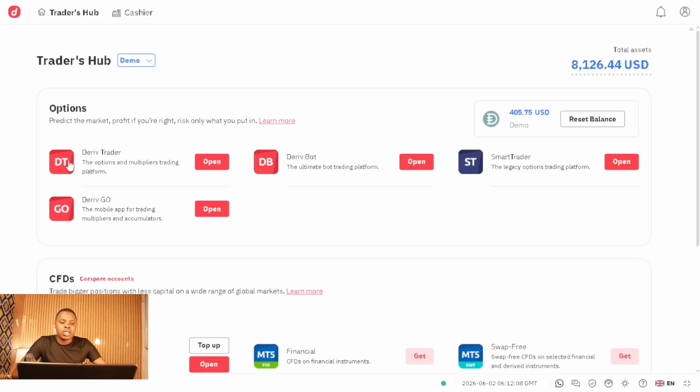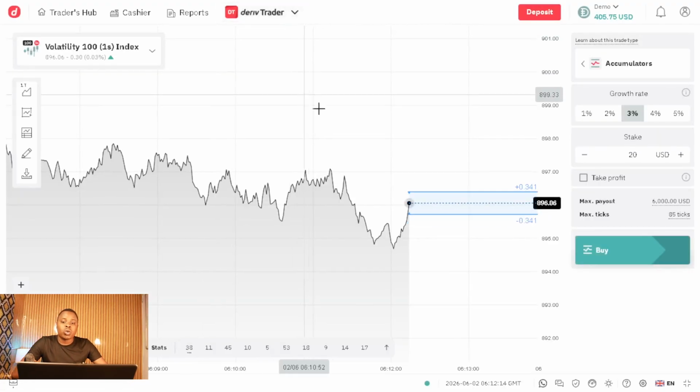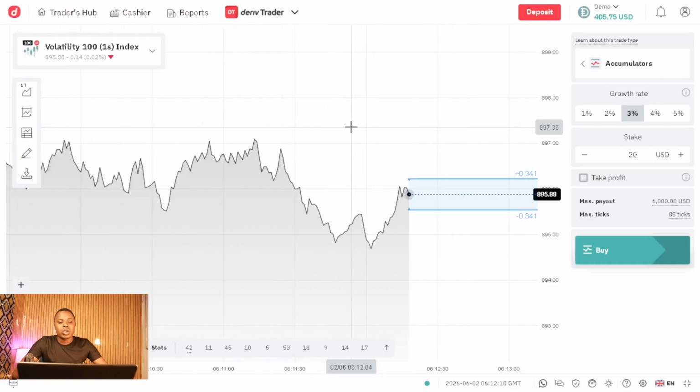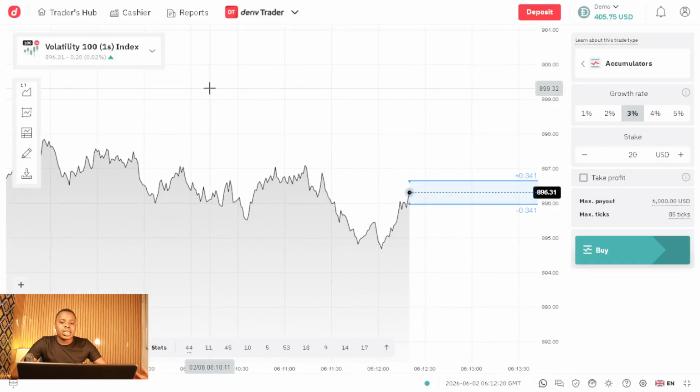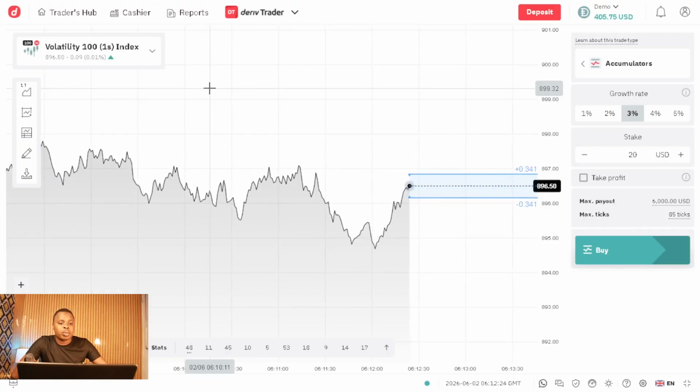Once you land on this, you are going to open here where it says Deriv Trader. So you open here and then the Deriv Trader is going to open. This is the platform where you trade options on Deriv. So the first thing that you are going to do here is select which instrument you want to trade as multipliers.